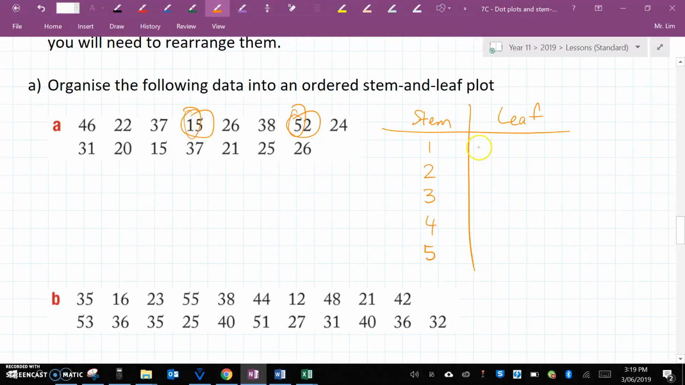We know the smallest one is 15, so I'm going to write my 5 there to represent 15. There's another 15. That's it in the teens. 20 is the next smallest. Then 21. Then 22, 24, 25, and there's 2 26s. 6 and 6.